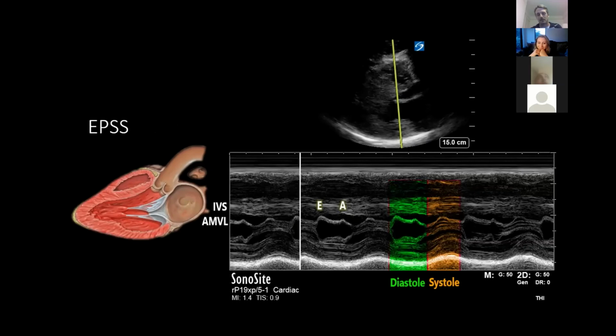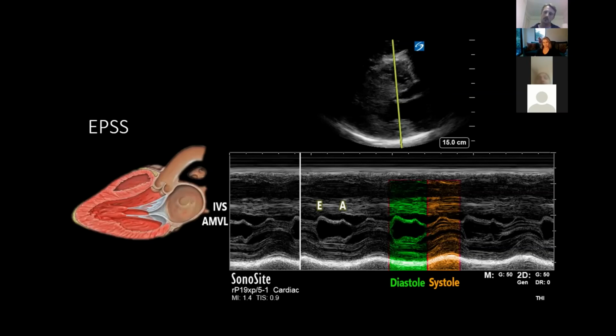But here we are, you can see the E wave and the A wave. This is your mitral valve. So I've labeled on the left the interventricular septum, which is the middle part here, and then the anterior mitral valve leaflet, which is the line that you can see at the top there, with just below E and A. The E is your early ventricular filling, which, as you know, is passive ventricular filling, so the ventricle opens and is filled passively. Then you have the A, which is the atrial kick, as the atria contract.